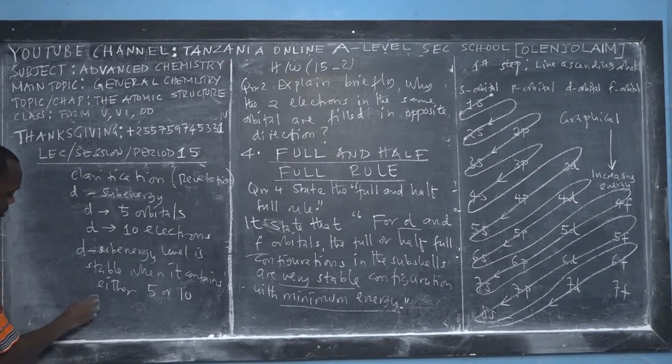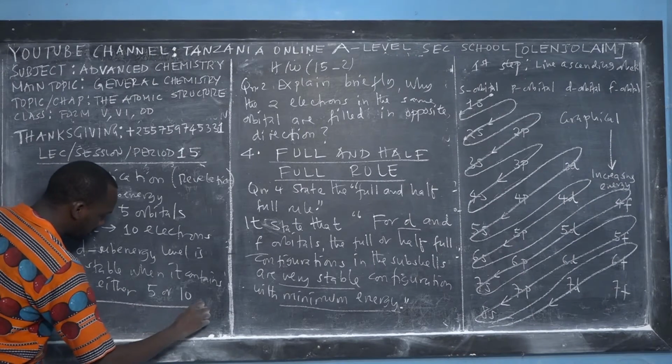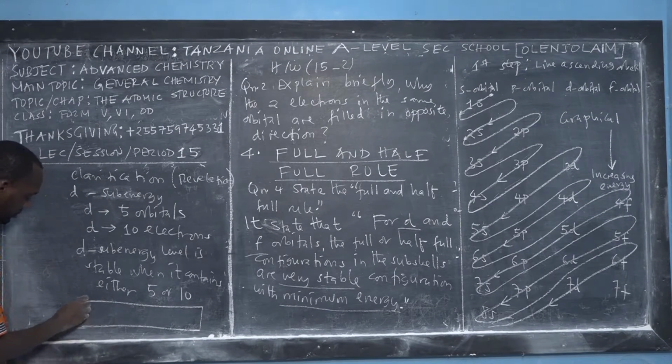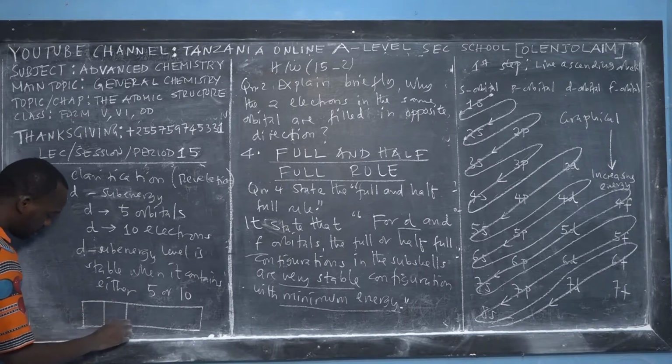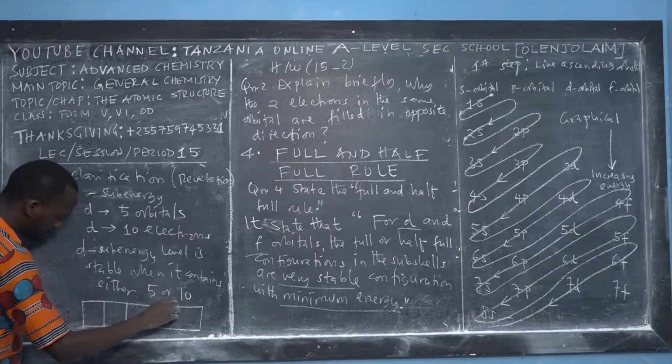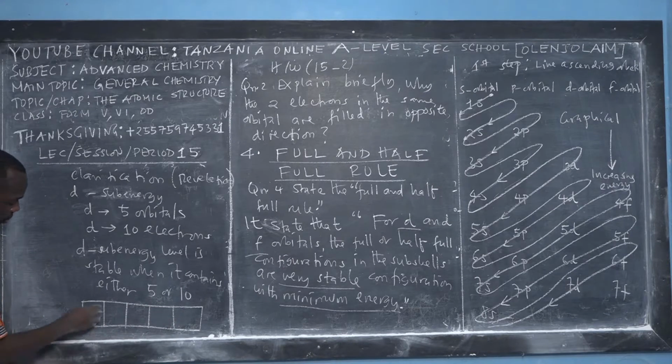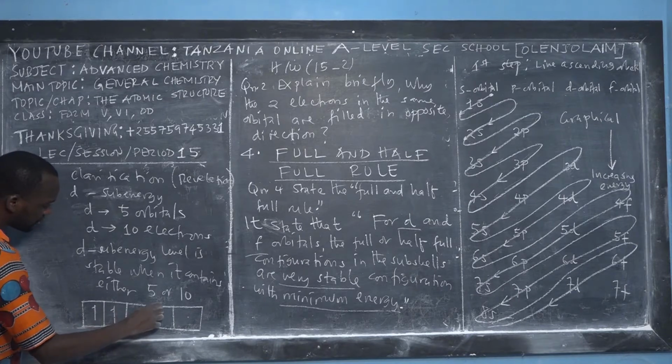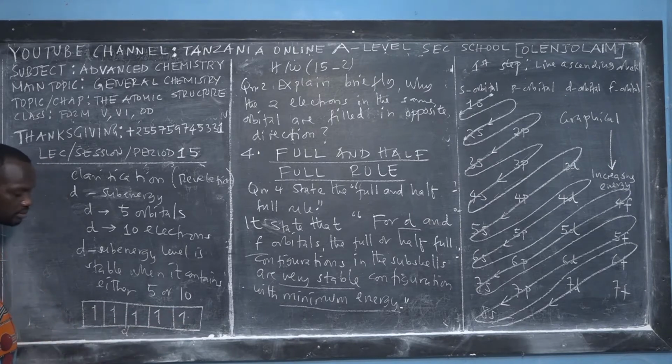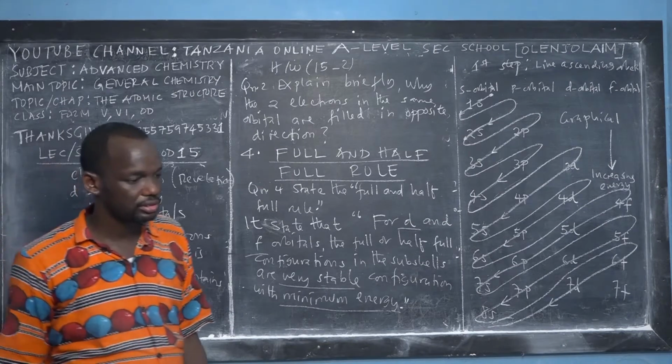What does it mean? Enjoy the beauty of chemistry. This is the box method. So for the first case of 5 electrons, we have 5 orbitals: 1, 2, 3, 4, 5. So this is the D orbital. If it contains 5 electrons, all the orbitals are half filled. So this is stable. This is a stable D orbital or sub-energy level.